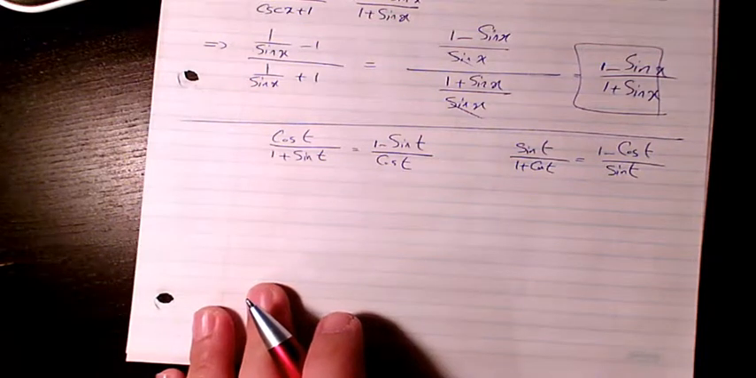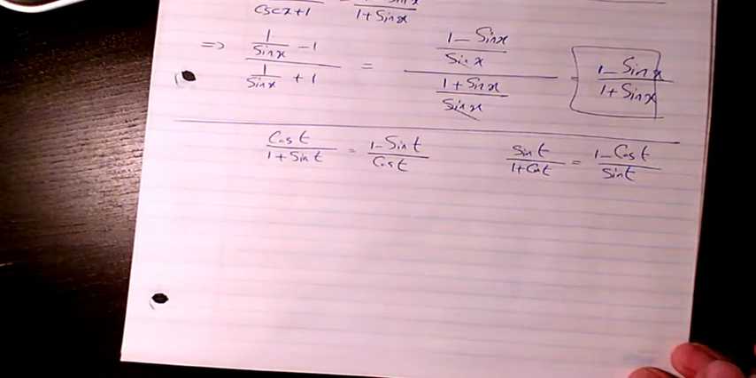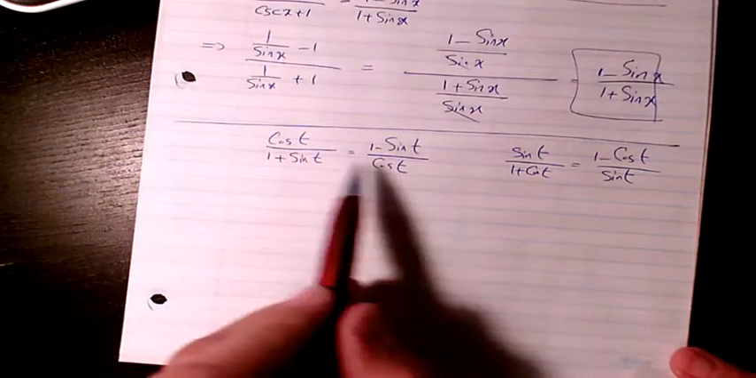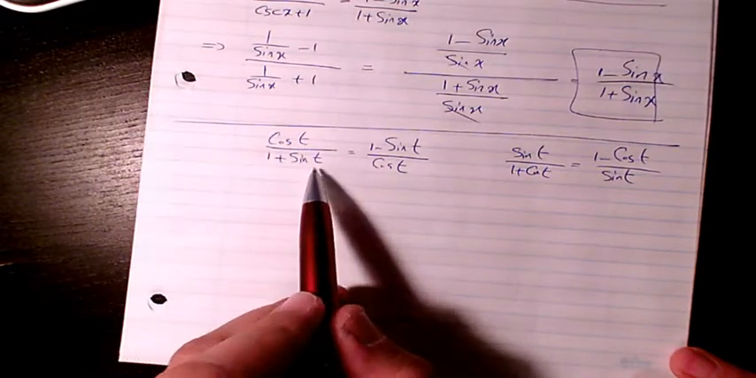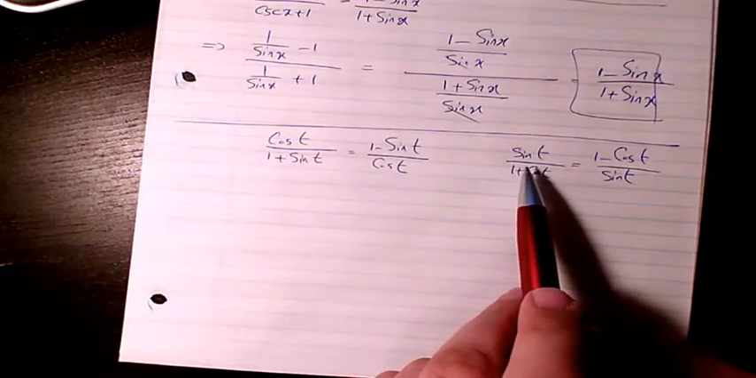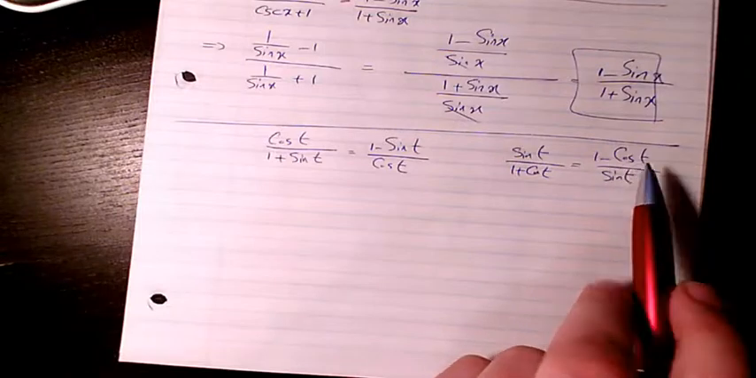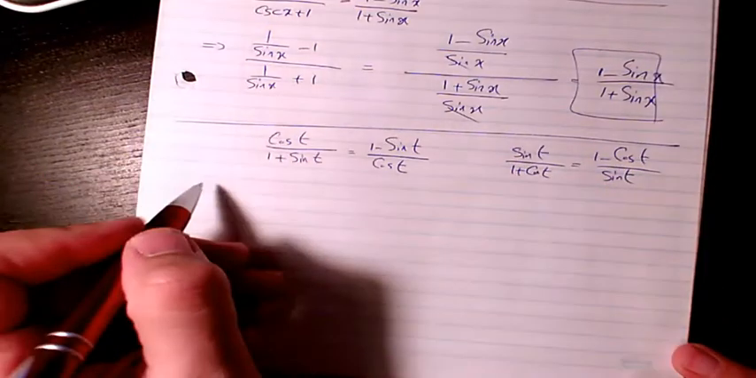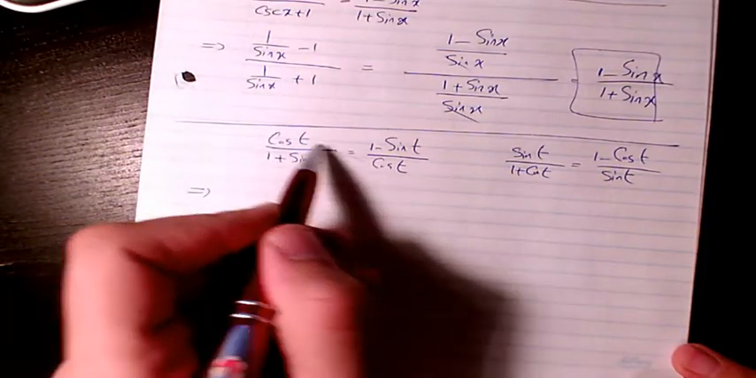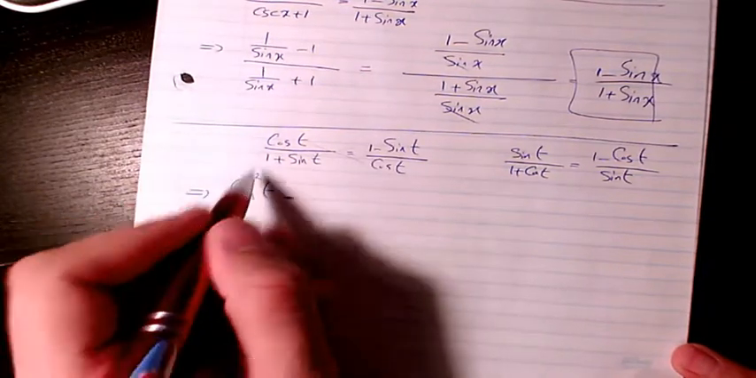In this video I'm gonna show you two different trig identities, and we can solve them from difference of squares. We have cosine t over 1 plus sine t equals 1 minus sine t divided by cosine t. And on this side I have sine t divided by 1 plus cosine t equals 1 minus cosine t divided by sine t. So what I can do is cross multiplication, it's going to be cosine t, cosine squared.